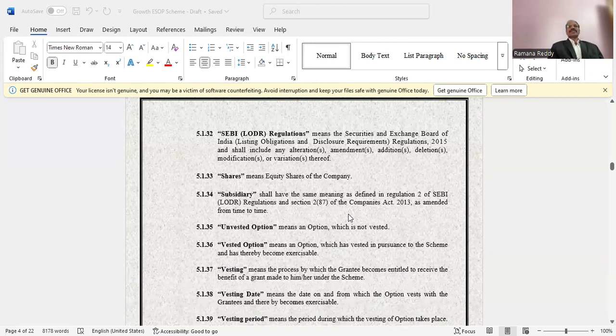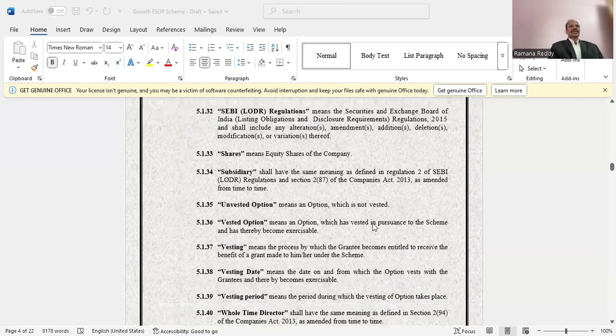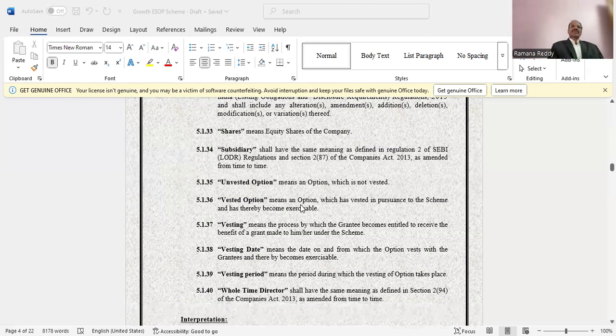Shares means equity shares of the company. Subsidiaries shall have the same meaning as defined in Regulation 2 of SEBI LODR and will also follow Section 2, Subsection 87 of the Companies Act 2013. And we also talk about vested option and unvested option. So unvested option means an option which is not vested. Vested means vested in pursuance of the scheme.